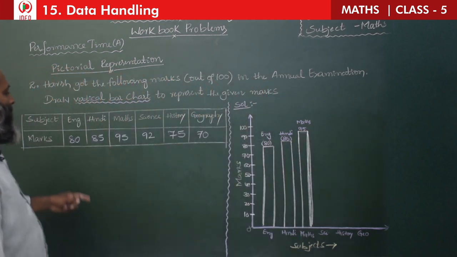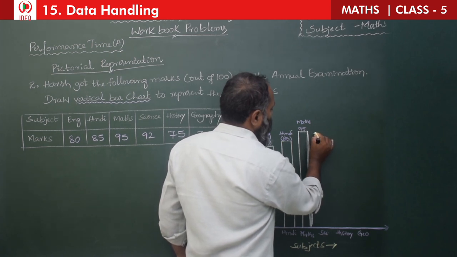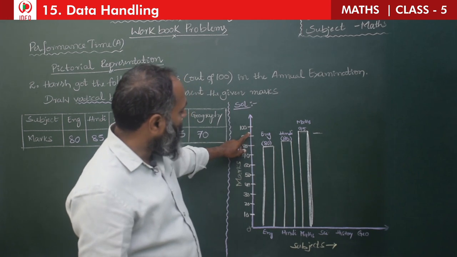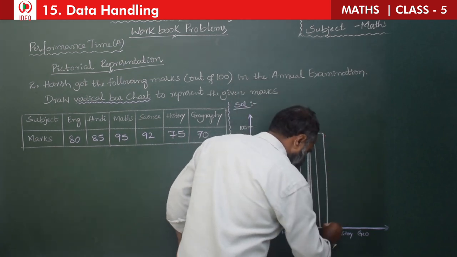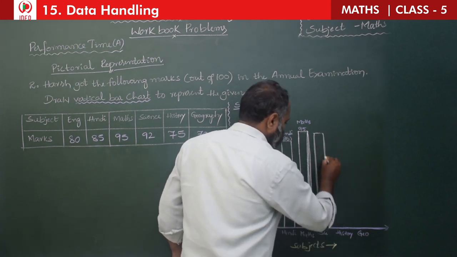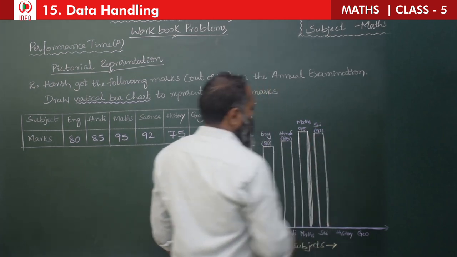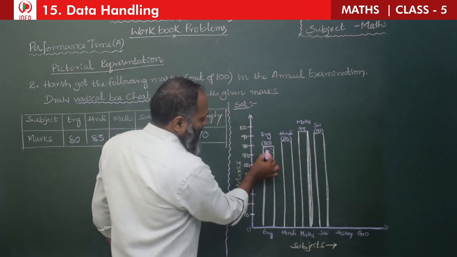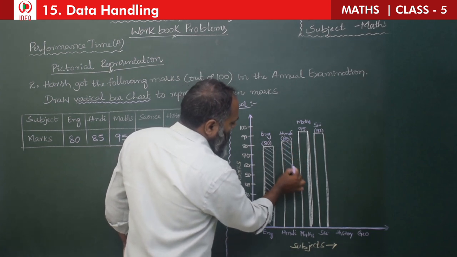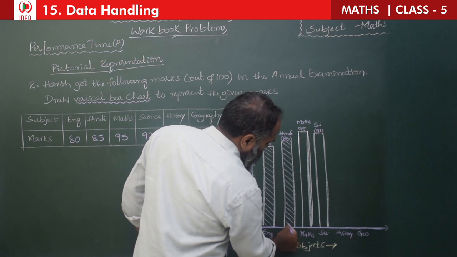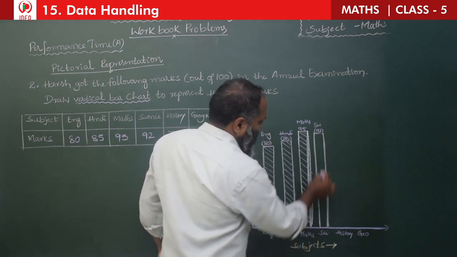Now, science 92. Again you should leave one box. After 90 count 2 lines and draw a bar. You should draw these on graph paper. So this is science, 92. This is English. This is Hindi. This is maths. Then this is about science.